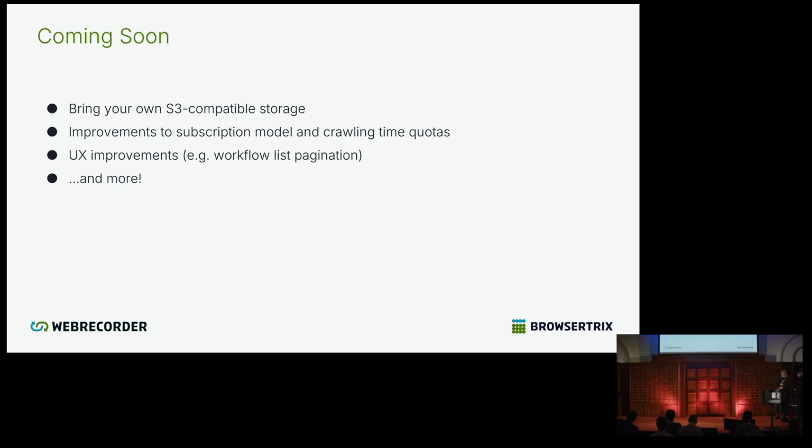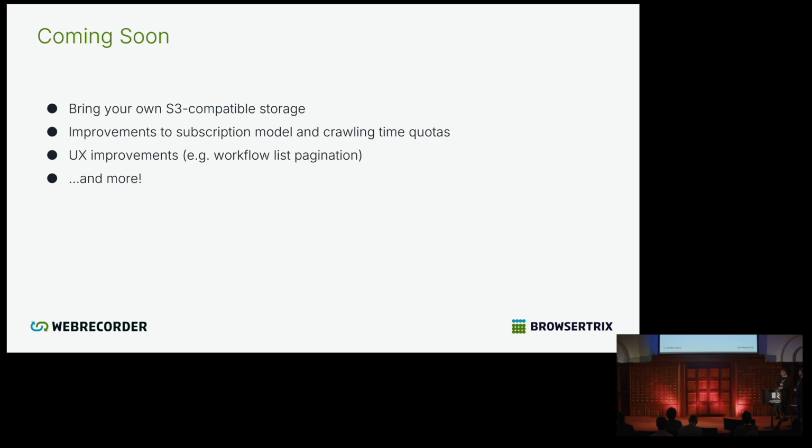is the ability to configure your own S3 bucket with Browsertrix. Right now, all the data goes into a single bucket that is configured per deployment. For our users who use a cloud service, we'll soon have the ability to configure your own S3 bucket or S3 compatible storage so that the data can go in different places automatically.